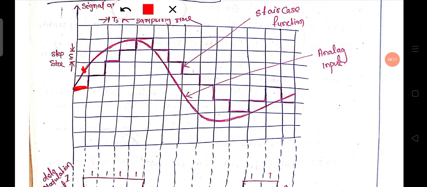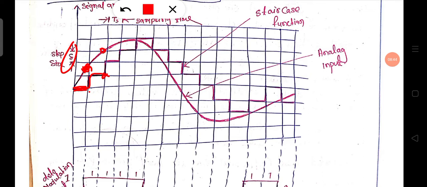First, this level is okay. First of all, this level of the staircase is compared with the analog signal. The analog signal amplitude is very high, so it goes upward one unit. One unit, that is delta. Then at that time it compares with the analog signal.